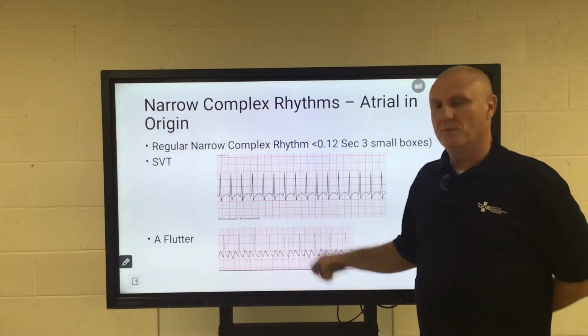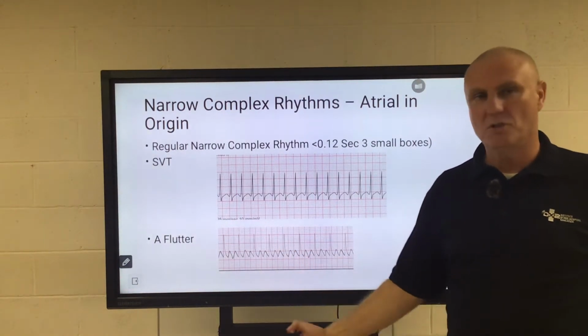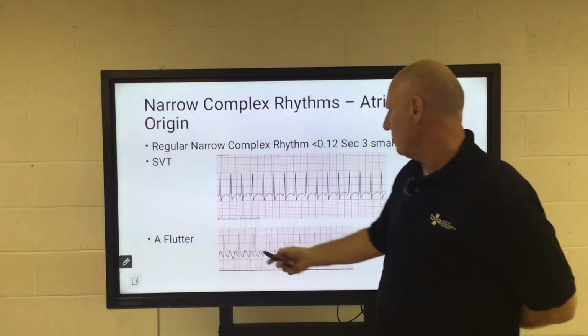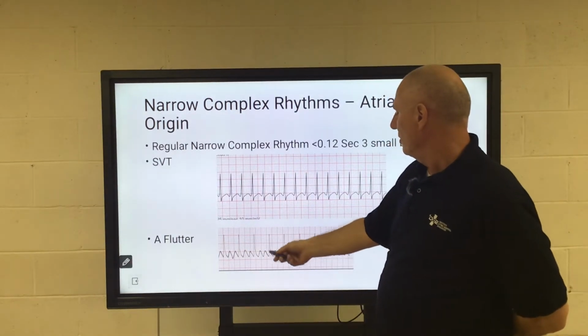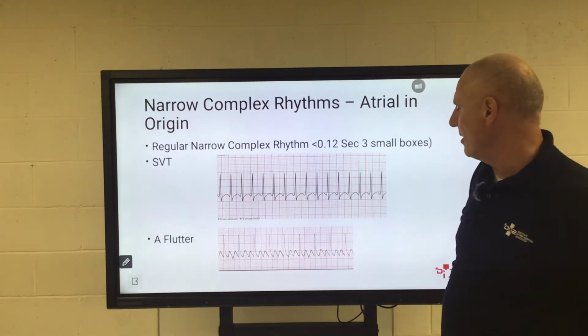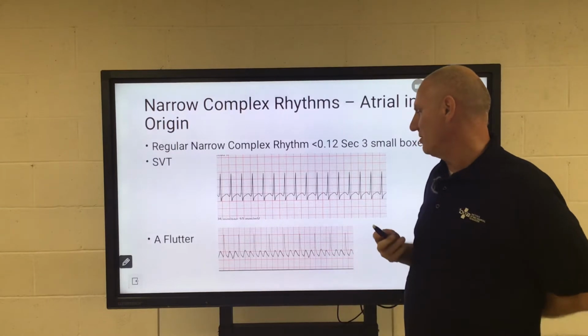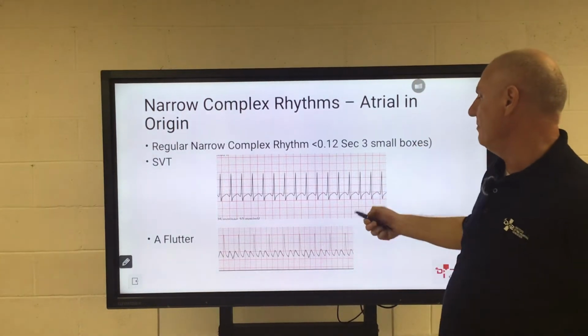This rhythm originates above the AV node, and again, this is all covered on our cardiac CPD day if you guys want to come and sit in on it. This one here is A flutter, typified by the sawtooth formation in between the QRSs. Normally sits at about 150, that's kind of typical of that. SVT and A flutter.